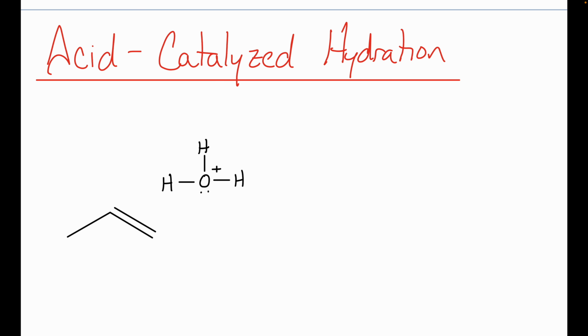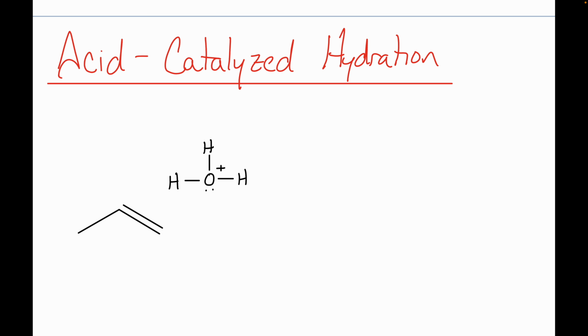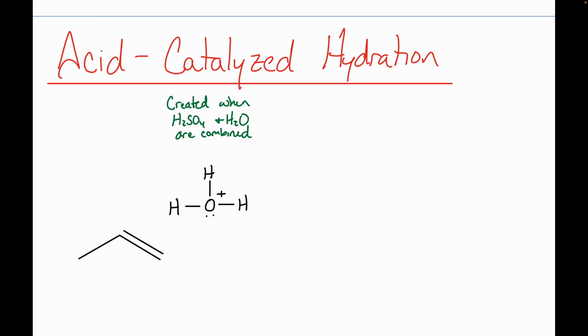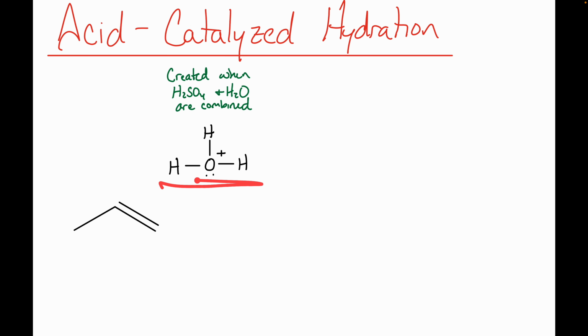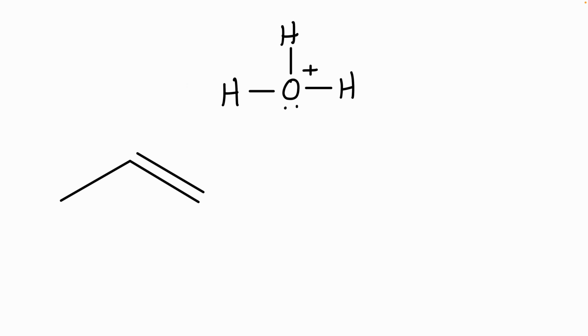And maybe we should just note why we're using hydronium ions instead of the molecule sulfuric acid. This is created when H2SO4 and H2O are combined. It's an important distinction between when we say we're using concentrated sulfuric acid versus dilute sulfuric acid. This is dilute sulfuric acid here, so really our acid molecule is our hydronium ions. Hydronium is also an acid, right?